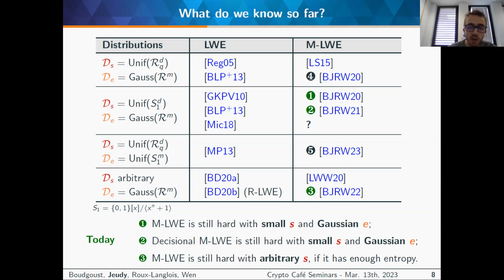I want to focus on three of these contributions, which are the hardness of the search and decision variants of M-LWE with short binary secrets. By binary, I mean binary polynomials this time. And the third one is the search hardness of M-LWE with an arbitrary secret, provided that it has sufficient entropy. There is already a work by Lin, Wang and Wang from 2020, which does the same, but I want to look at it in a different way, and I'm going to explain it a little bit later on.